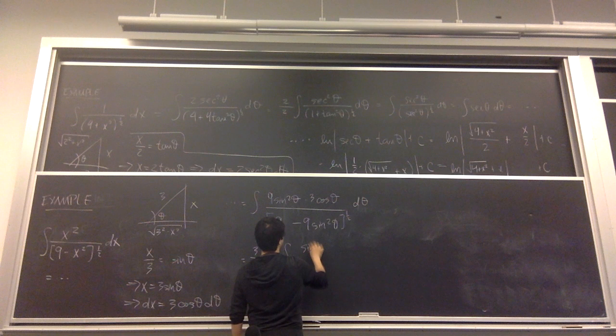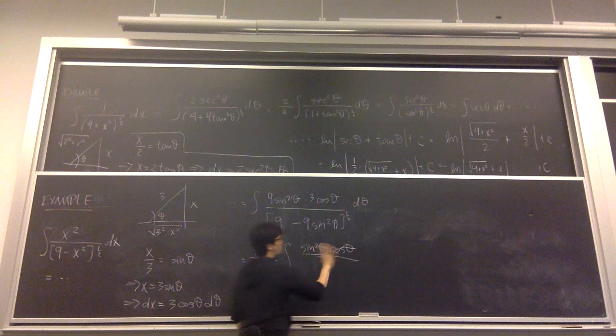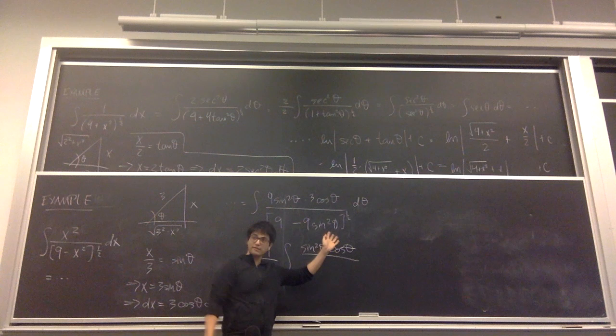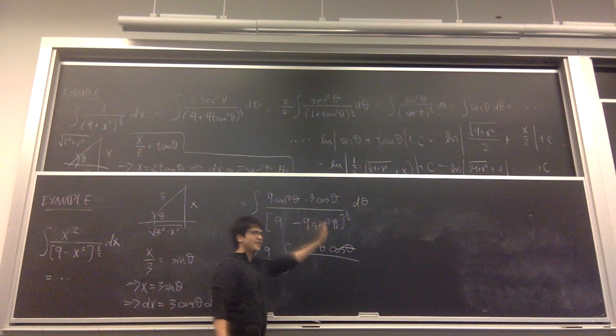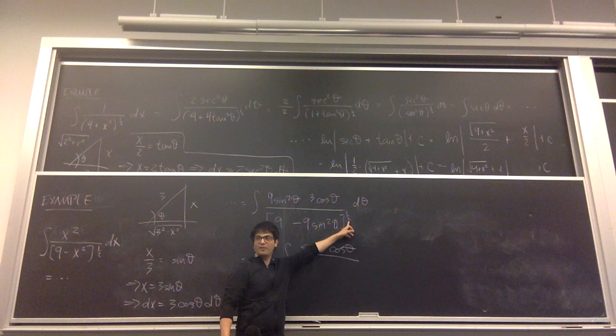Sine squared theta cos theta. And let me just do two things at the same time, or I'm going to be writing all day long. What's left is 1 minus sine squared. Yeah? Someone nod. Okay. So 1 minus sine squared is what? Cos squared. And if I put that 1 half on it, what am I left with? Cos.